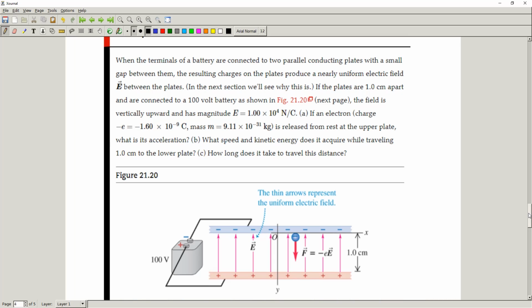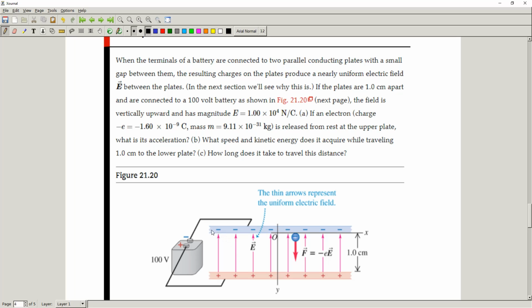Okay, that looks pretty good. So when the terminals of a battery are connected to two parallel conducting plates with a small gap between them, the resulting charge on the plates produces a nearly uniform electric field E between the plates. Okay, so we can kind of see that here.